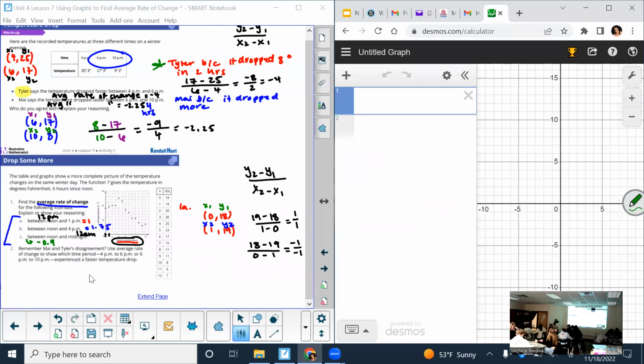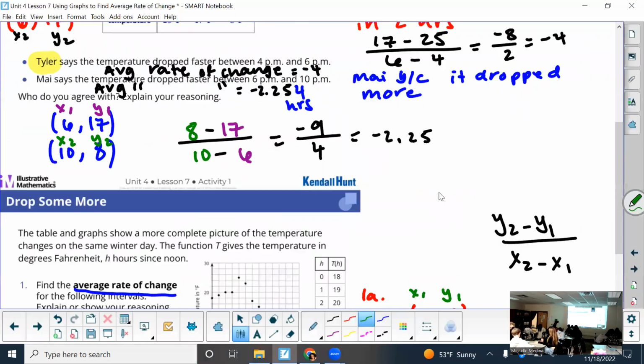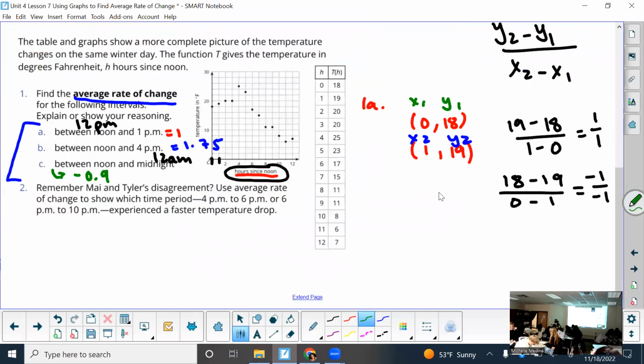All right, so the coordinate for noon, we already know what's the coordinate for noon. 0, 18, so let's not skip the labeling step. So 1C, I'll do the work down here. So that's for noon. What coordinate is for midnight, Anthony? What coordinate is for midnight? 12, 7. Now, these are my coordinates.